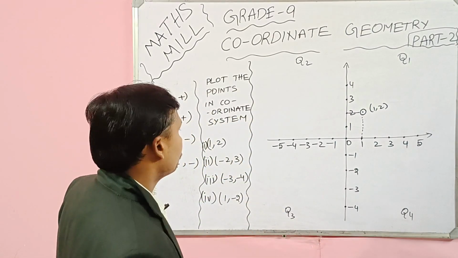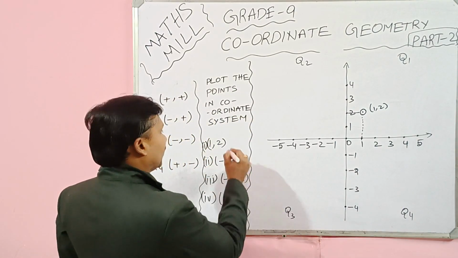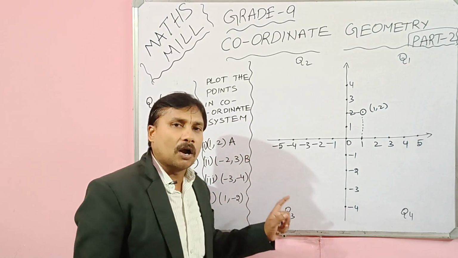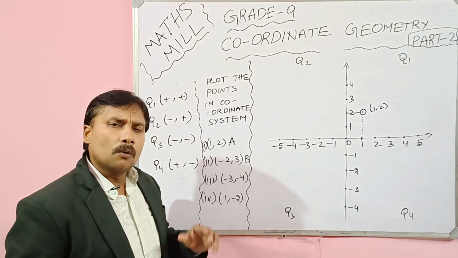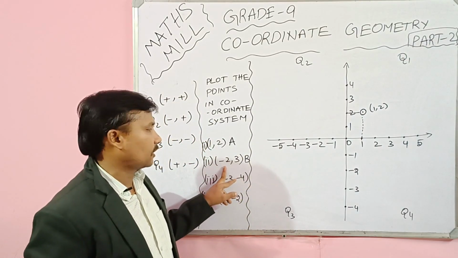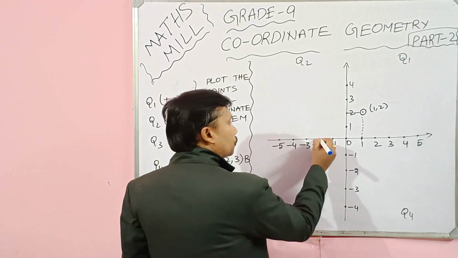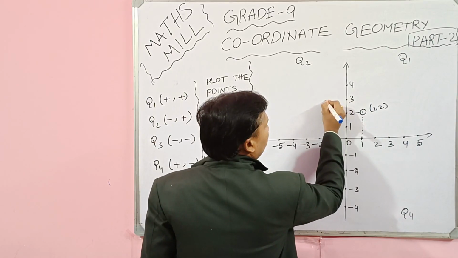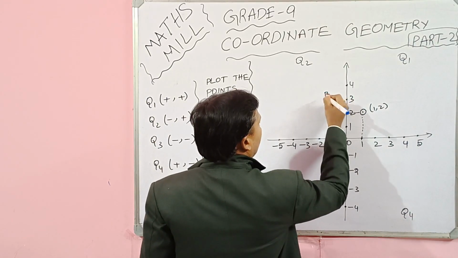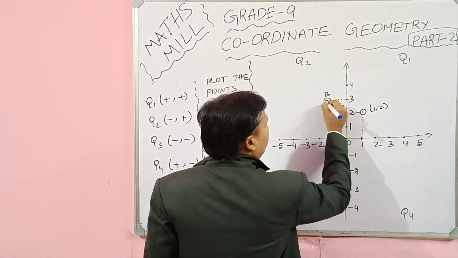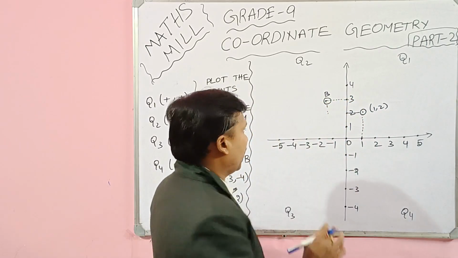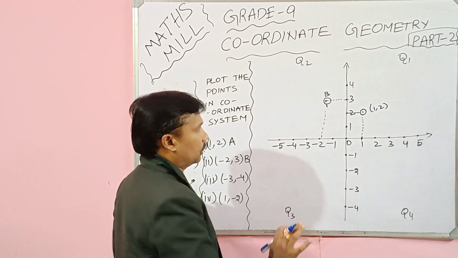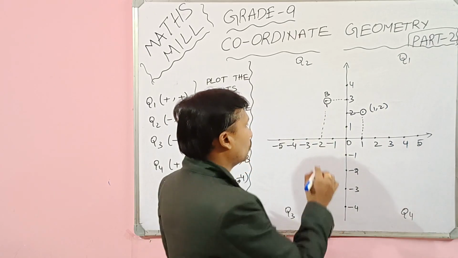Now we have done 1 comma 2; let us name it A. Let us name the next point B: minus 2 comma 3. We want to plot minus 2 comma 3. First choose minus 2 on the x-axis, then plus 3 on the y-axis, and plot the point. On a graph sheet you can plot it very easily and accurately. Here I am doing it in a rough way, so it looks like this. It is minus 2 and 3.